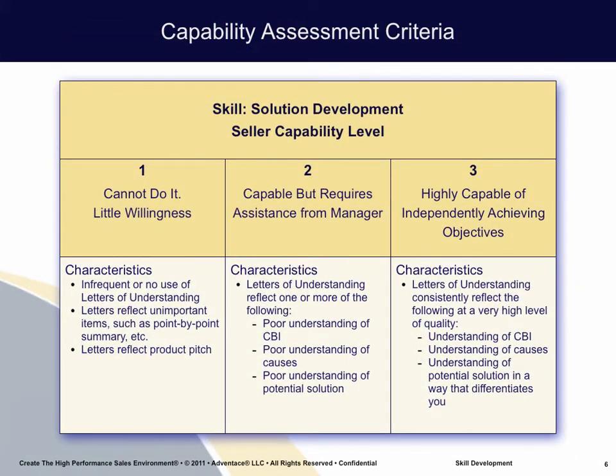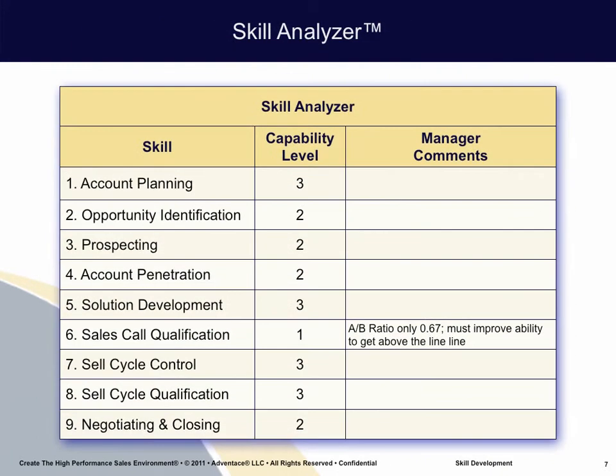But how does the manager know whether to assign a seller as a level 1, 2, or 3? Here, they should utilize capability assessment criteria, which tell the manager what specifically to look for in the performance of a seller. We provide capability assessment criteria for all key skills, and the manager can summarize the performance, in this case for a seller, on this key tool called a Skill Analyzer.